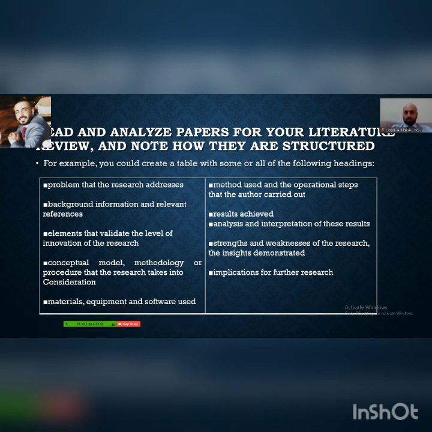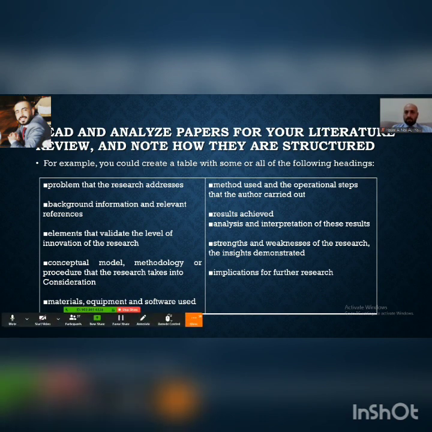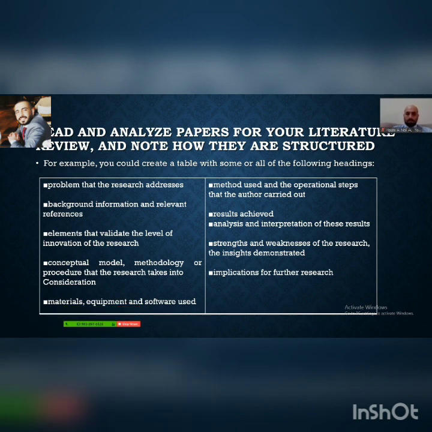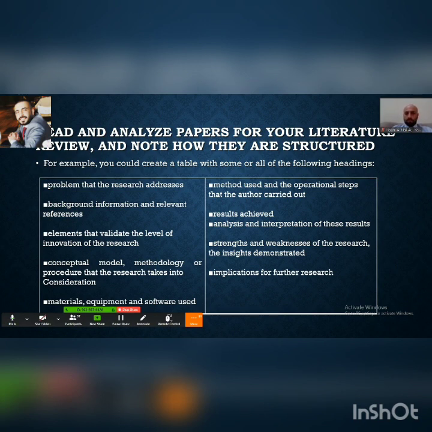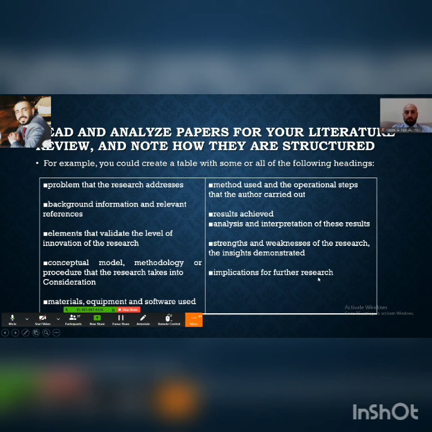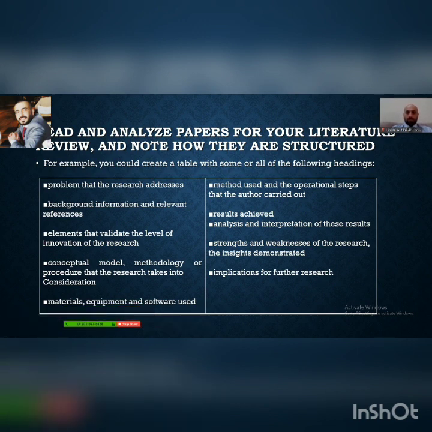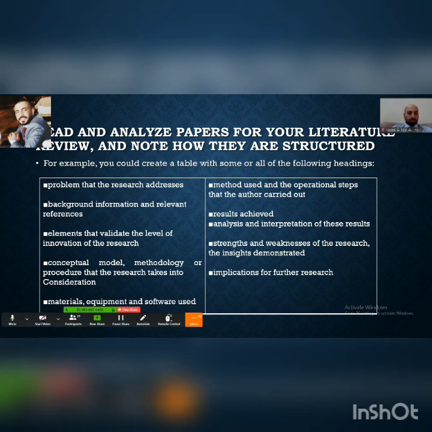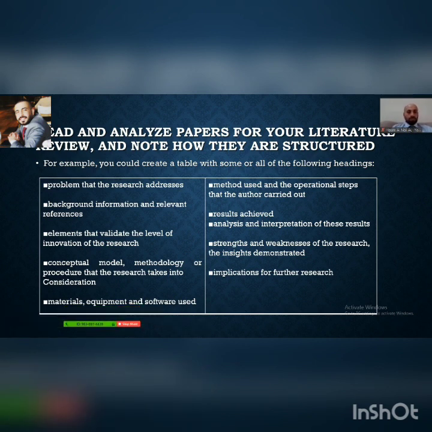Conceptual model, methodology, or procedure that takes the research into consideration. Also, materials, equipment, software. Okay, you need to focus on this. We are going to also talk about the software. Also, they focus on the results and how the results were taken from the research. Implications for further research. This one is also important. Why? Because it's advisable to have in your research implications for further research. You should open a futuristic door for your research to continue the journey.